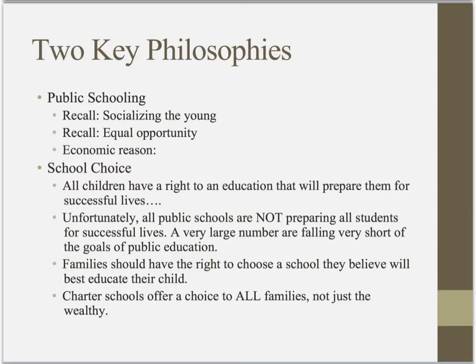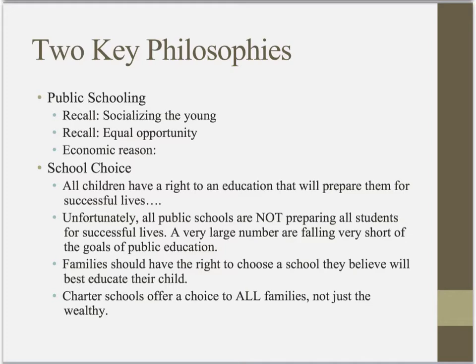So if there's an unequal distribution of quality schools, and every school is not perfect, families should have the right to choose. Life, liberty, and the pursuit of happiness. Families should have the right to choose a school they believe will best educate their child. They've been promised the chance of equal opportunity. That's part of the American promise, and families have the choice to choose which one they think will best deliver that for their child.